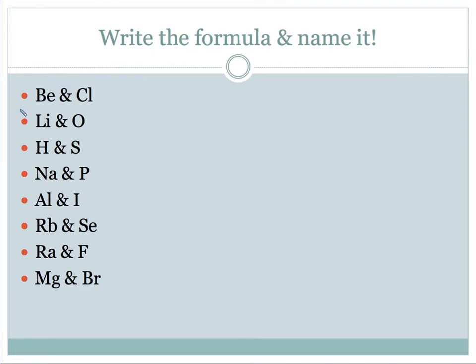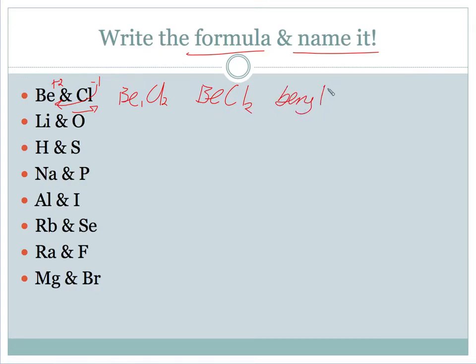All right, here's some practice. I would like you to both write the formula and name the compound here. So the first one, we have Be and Cl. So Be is positive 2, Cl is negative 1. I'm going to cross and I'm going to drop. I get Be1Cl2, which is BeCl2. To name this, Be is beryllium. And Cl is chlorine. Change the ending, so it's going to be beryllium chloride.